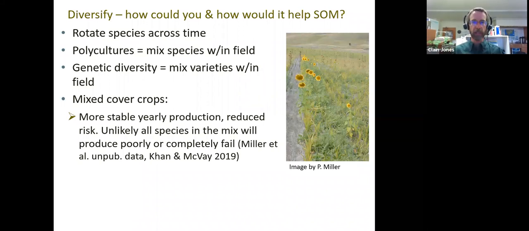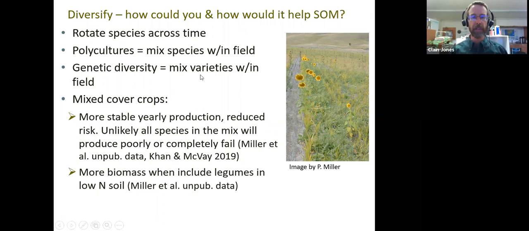So that's an advantage. If you plant, say, one species and it gets hammered by insects or it doesn't emerge, you're kind of out of luck. If you plant more species, you're going to have a more guaranteed biomass return.